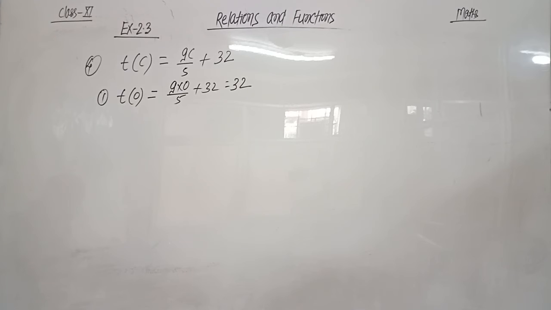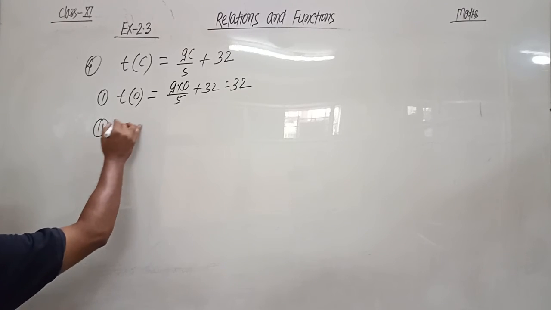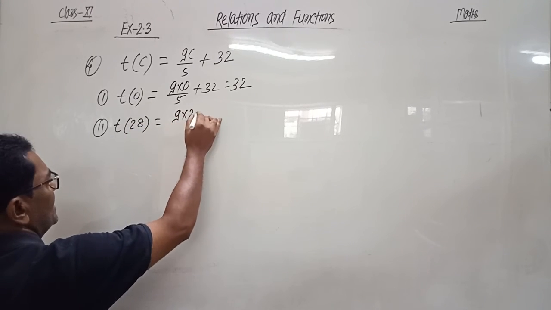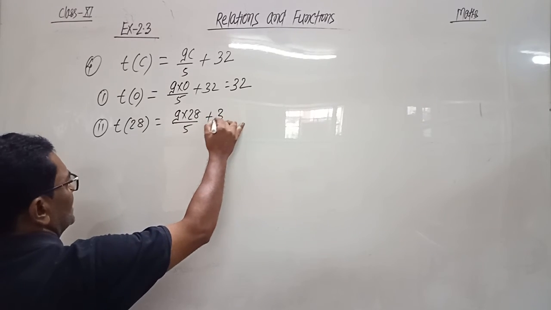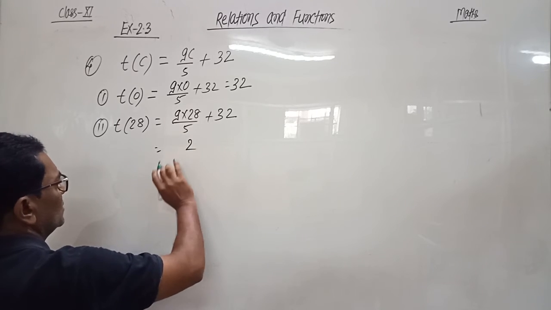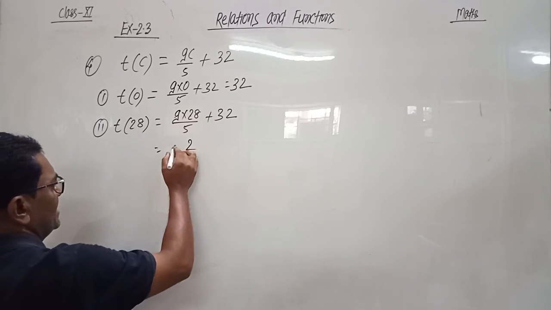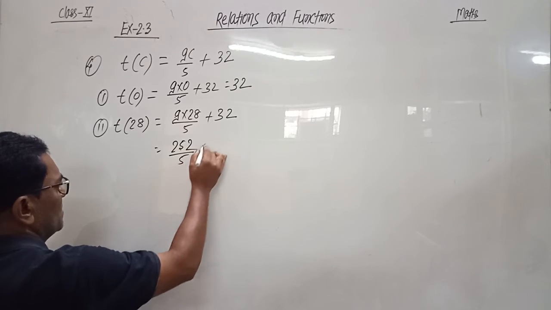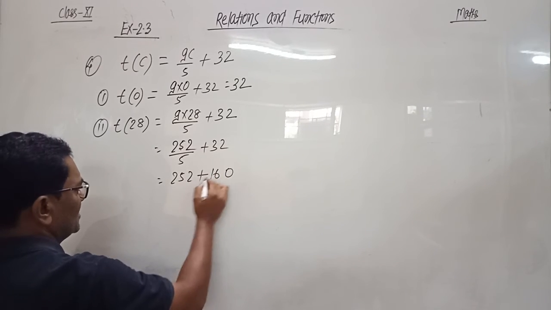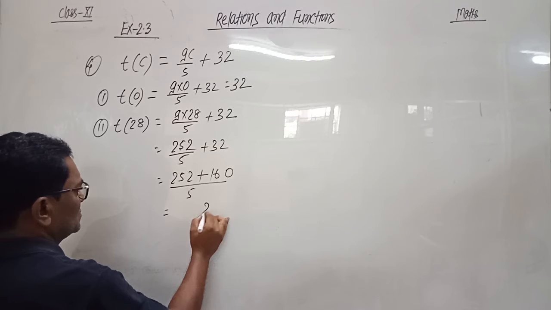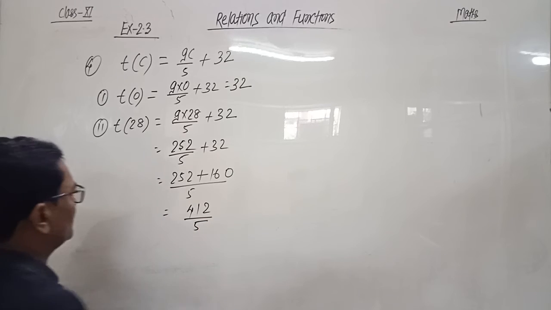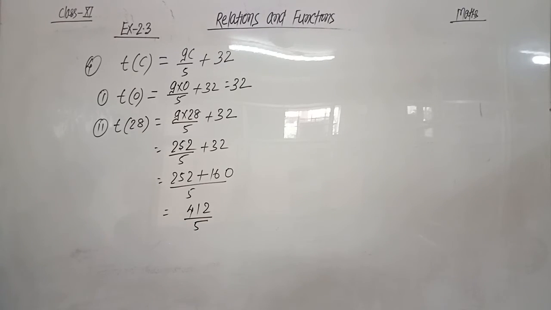Then second part we have to calculate T(28). So put the value of C as 28. 9 into 28 upon 5 plus 32. So it becomes 9 into 28, which is 252, upon 5 plus 32. So 252 plus 160 upon 5, 412 upon 5. We divide and get the value of T(28).